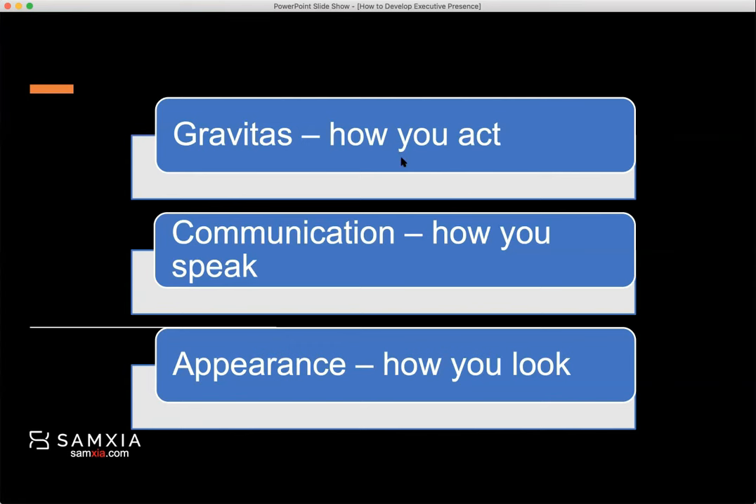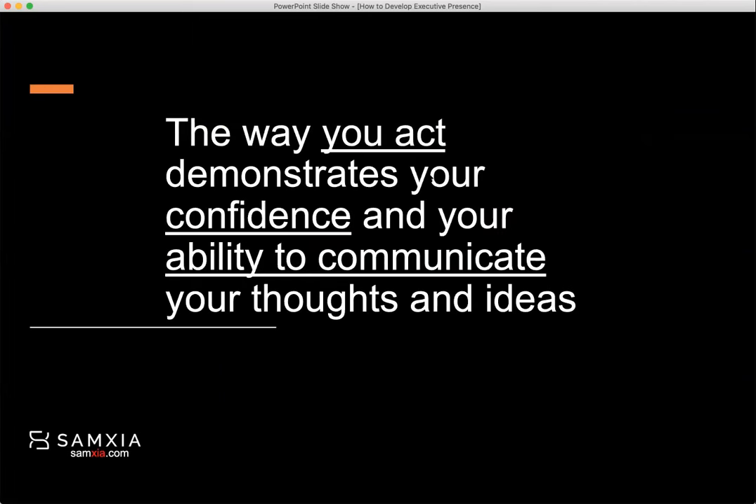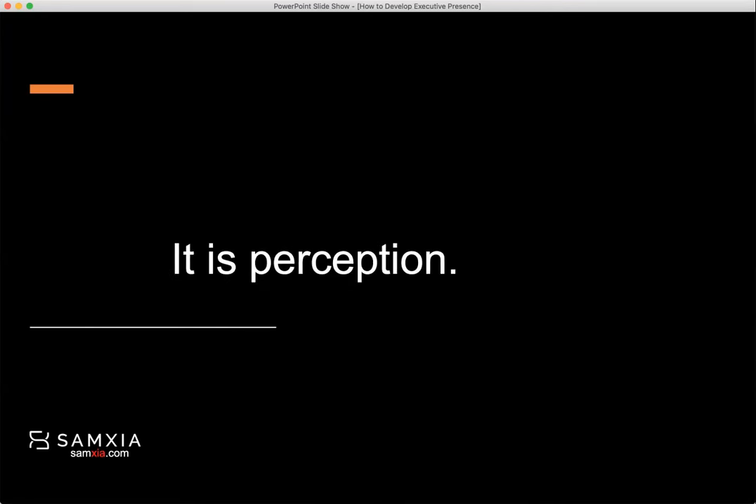So how you act, how you speak, and how you look, because your behavior demonstrates your confidence and your ability to communicate your thoughts and ideas. It's a combination. It's not just, oh, I dress like an executive, but I talk like an intern. You have to be a combination of three. And most importantly, it is perception. It is all perception of you.